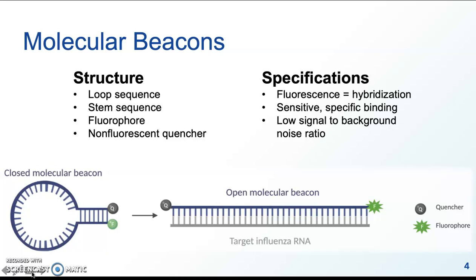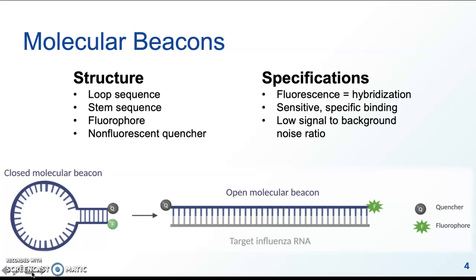The structure of a molecular beacon includes a loop sequence, which is designed to complementary bind to a target influenza gene sequence present in all influenza RNA, a stem sequence to stabilize the loop, a fluorophore to indicate a positive sample, and a quencher to dull fluorescence when the beacon is not bound to anything.